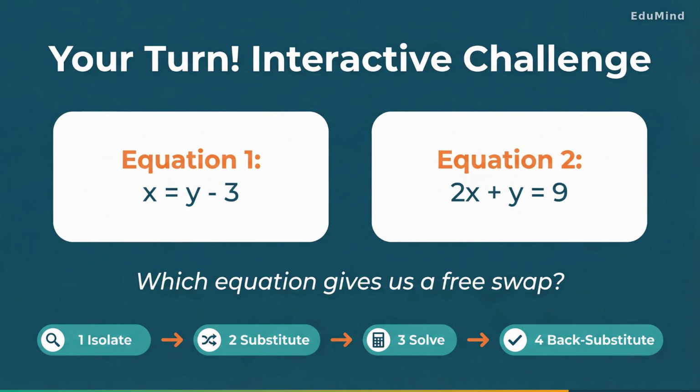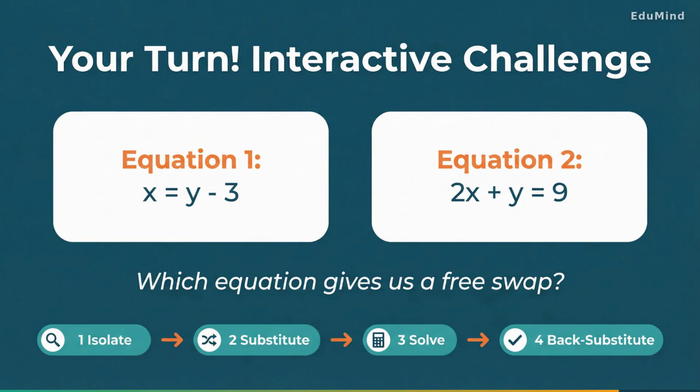Equation 1 says x is y minus 3. So, where do we put y minus 3? In equation 2! Exactly. We replace x in the second equation. It would look like this. 2 times, open bracket, y minus 3, close bracket, plus y equals 9. You just did the hardest part, setting it up.